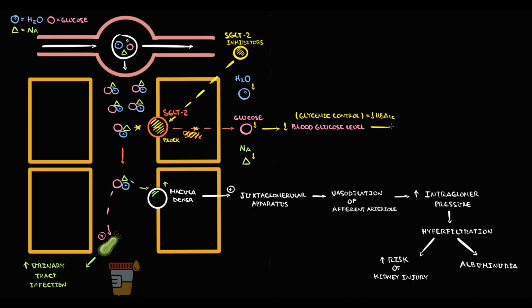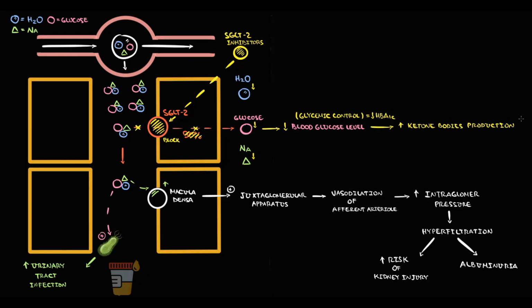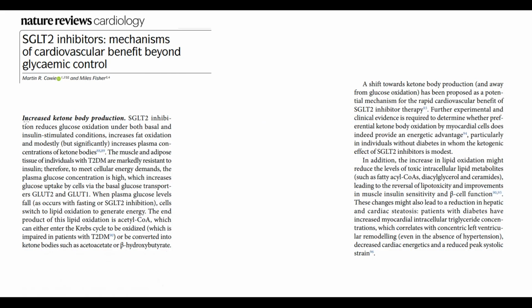In response to decrease in blood glucose level, the organism begins to produce ketone bodies, which is actually a compensatory reaction. When glucose falls, we try to compensate this by increasing ketone bodies production, simply because they have very similar chemical properties to glucose. This shift to ketone bodies production is considered one of the mechanisms for the rapid cardiovascular benefits of SGLT2 inhibitors. Moreover, they reduce hepatic and cardiac steatosis, which is also a common problem in diabetes.